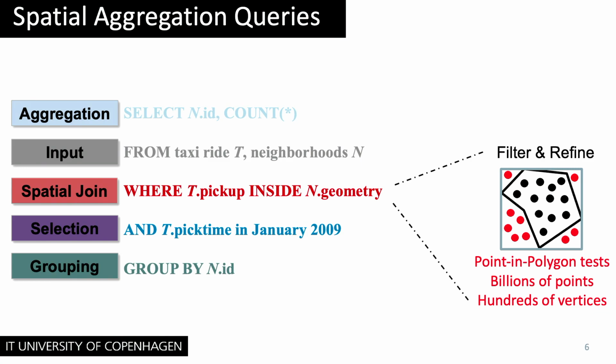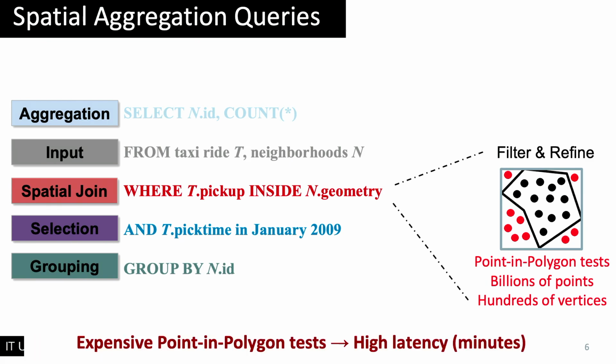In addition, the point dataset is very large, and this means we have to compute a lot of those expensive tests, and overall, as a result, the point-in-polygon tests are so expensive that existing techniques cannot answer spatial aggregation queries in real time. As a result, they cannot fulfill the requirements of visual tools for interactivity.